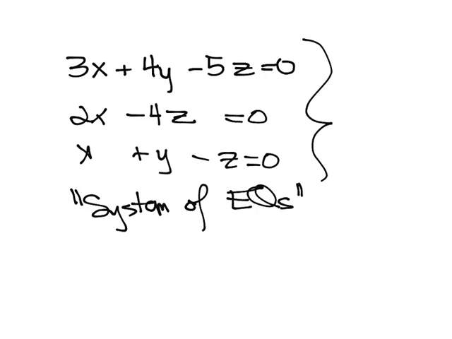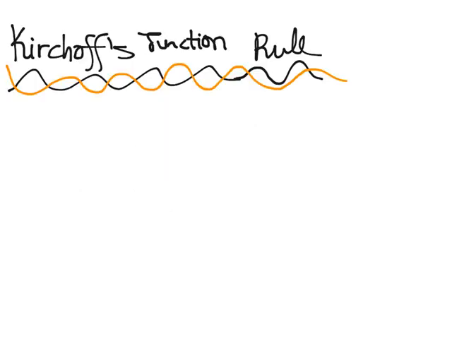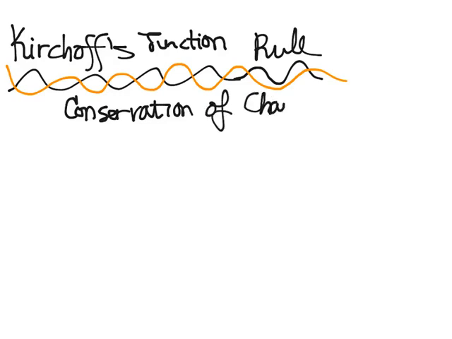Alright, so Kirchhoff's loop rule was about conservation of energy. Kirchhoff's junction rule is about conservation of a different type. It's about conservation of charge. And so hopefully you learned in chemistry that charge, as in the charge on protons and electrons, cannot be created or destroyed. No matter what you do, the total amount will stay the same.